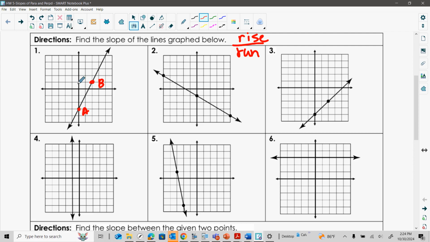And we're counting our rise. That's our vertical up and down. And then our run is left to right. So if I look here, from point A to B, I would have to rise up 1, 2, 3, 4 units, so that's positive 4, and then a run to the right 2. So the rise was 4 over the run of 2. And this can be simplified by dividing 4 by 2 as your slope of just 2. Now, if you want to write it as a fraction 2 over 1, that's acceptable as well.